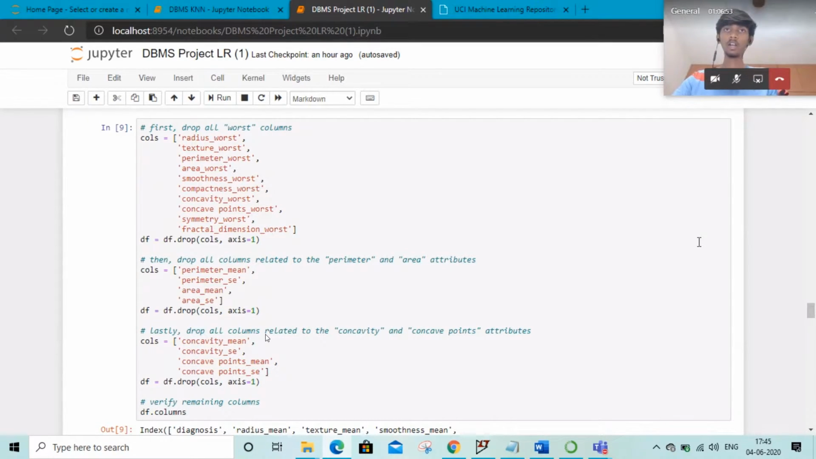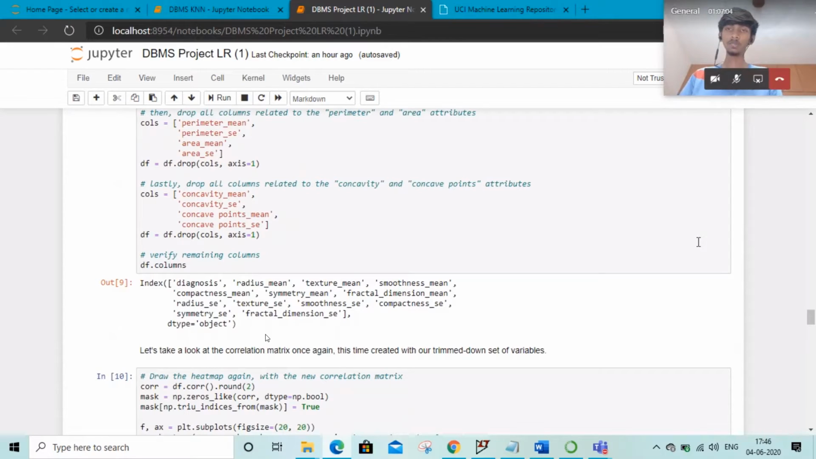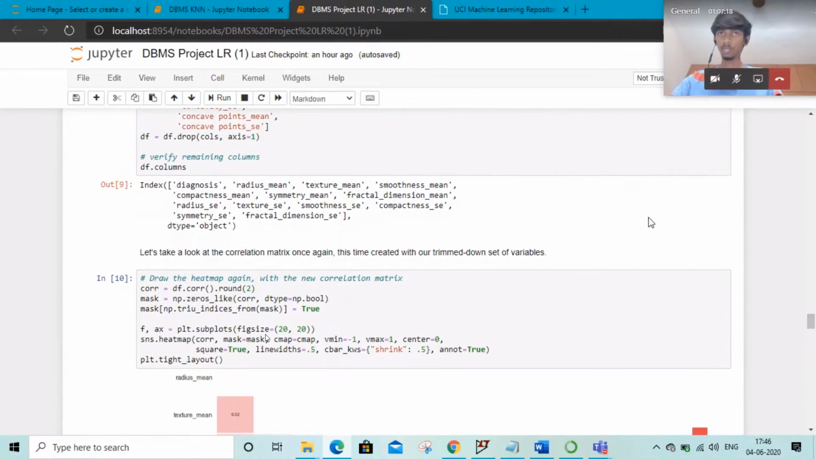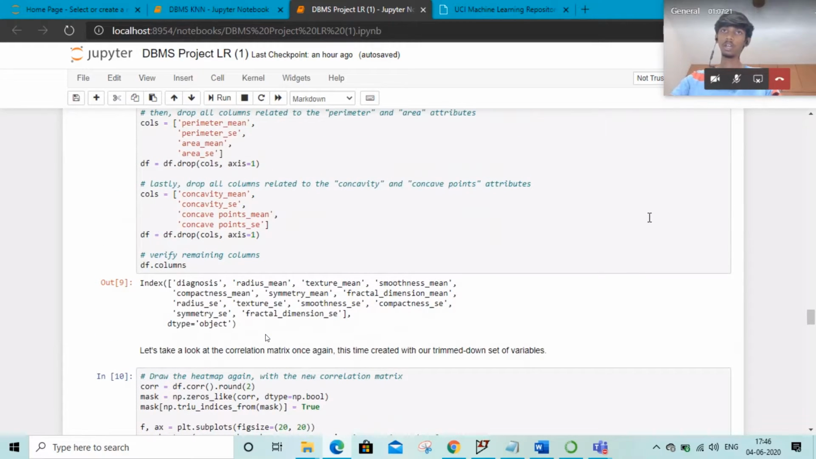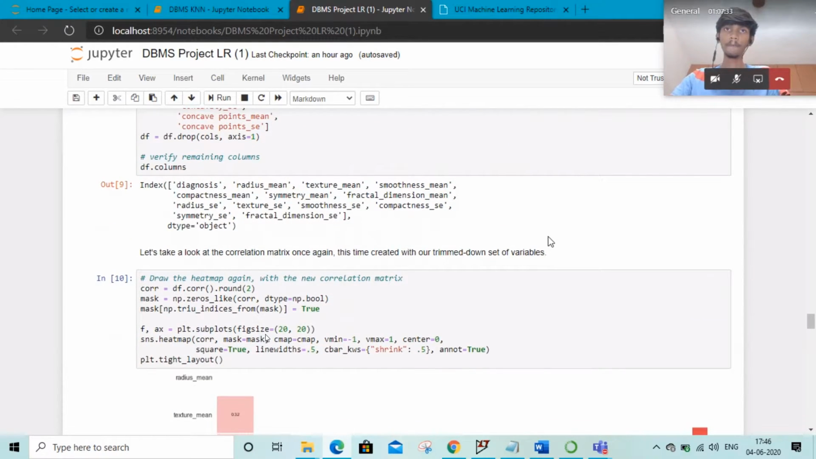and thus these columns are not required, so they're all deleted. And the columns named perimeter mean, perimeter standard error, area mean, and area standard error are all recurring data, meaning perimeter and area are dependent on radius. Since they both depend on the same variable, it is recurring. It is not necessary to have both of them, and any one of them is enough. So either of those are deleted. In the same way, concavity mean, concavity standard error, and concave points are all similar data types, which are all deleted using the df.drop command. After deleting all the unwanted columns, we can see the columns that are remaining here.